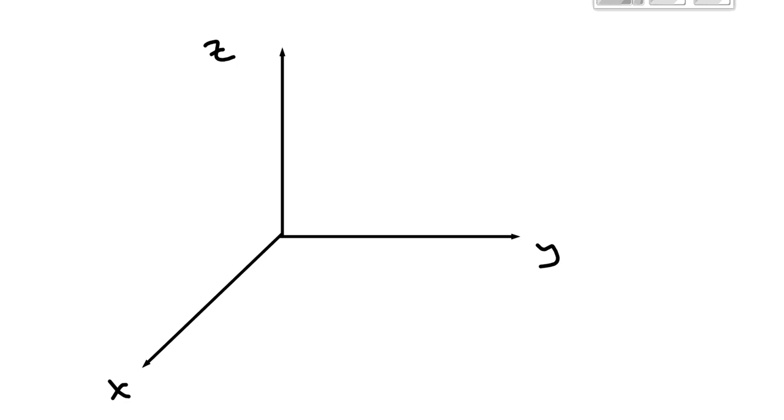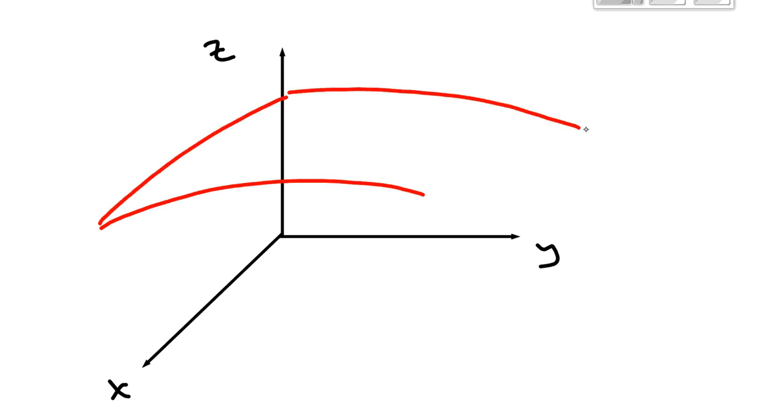So let's start. Here's our x, y, z axis, our three space, and let's say we have some kind of surface floating above the xy plane. I'm going to call this z equals f of x comma y. And what we could do is ask ourselves, what if we had a curve that did something like this?